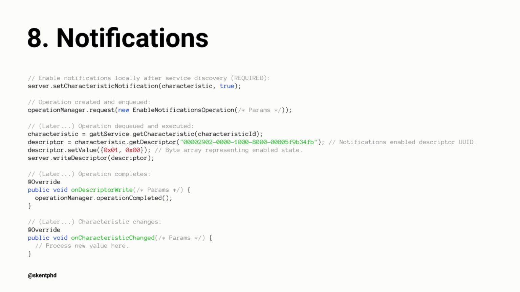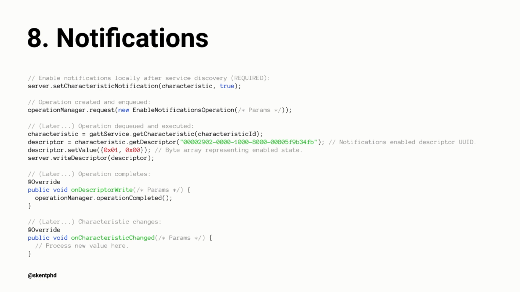So again, a lot of this stuff you just have to look up and figure out what is the descriptor for turning on notifications. It's this really long string, don't make a typo. The next thing we're doing there is setting a value on that descriptor, which is basically the on value, turn notifications on. And then we're writing that descriptor.